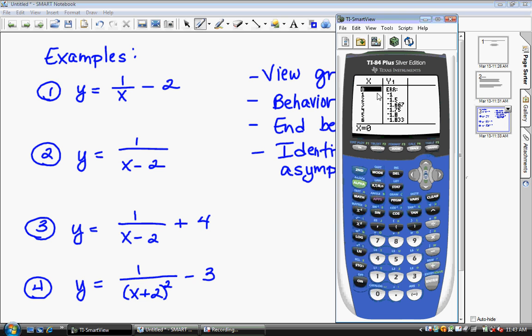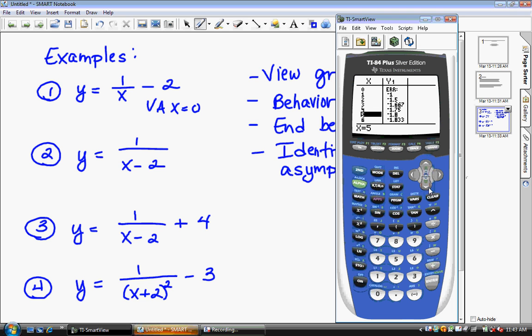Let's look at some things we know. First off, we know that at x equals 0 we get an error. That means it's undefined. So that tells us that the vertical asymptote for this graph is at x equals 0. What about the horizontal asymptote? The horizontal asymptote is what's happening as x gets really, really large.